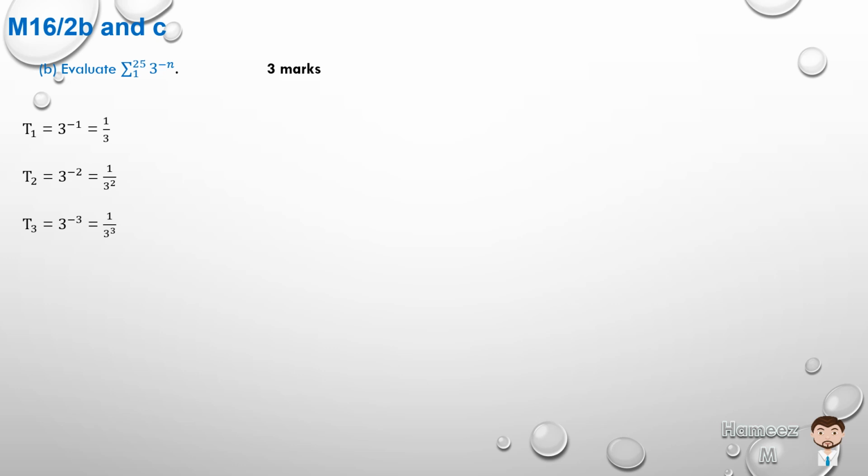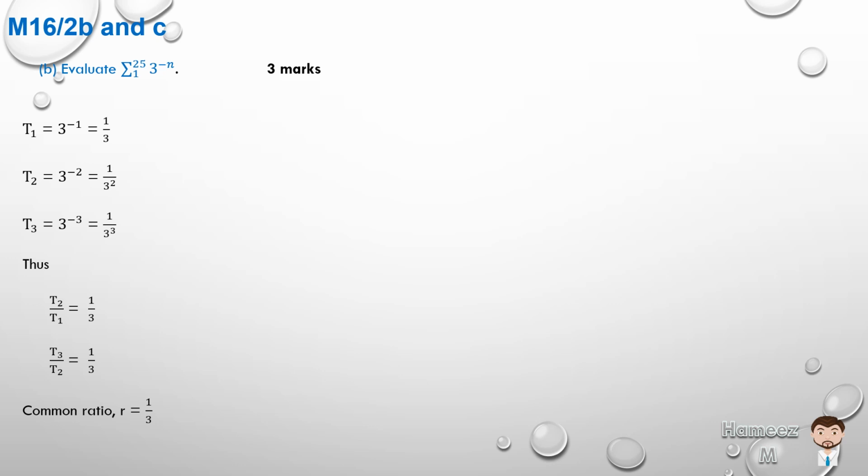And we're doing this to be able to identify whether or not this is an AP or a GP. So if we're moving from 1/3 to 1/9, which is 1 over 3 squared, to 1/27, if we say T2 over T1, that'll be 1/9 divided by 1/3, and that works out to be 1/3. Try T3 over T2, we're going to get 1 over 3 cubed divided by 1 over 3 squared, and it's still going to give us 1/3. As such, the common ratio between the terms is 1/3. So this works like a geometric progression.